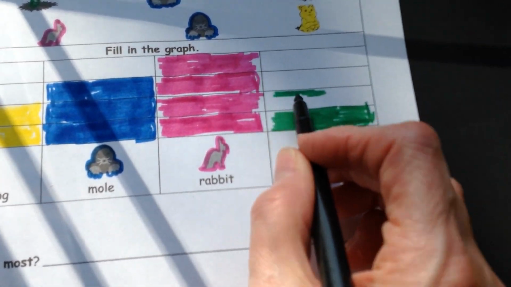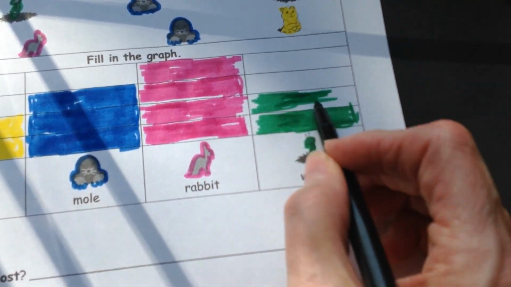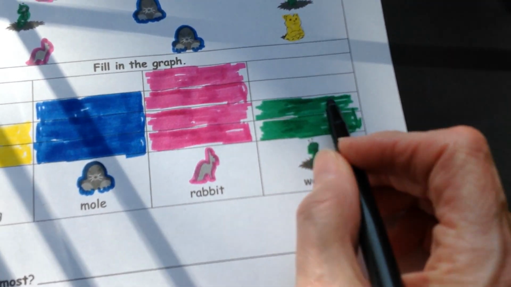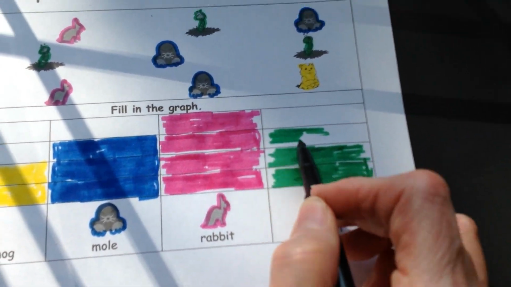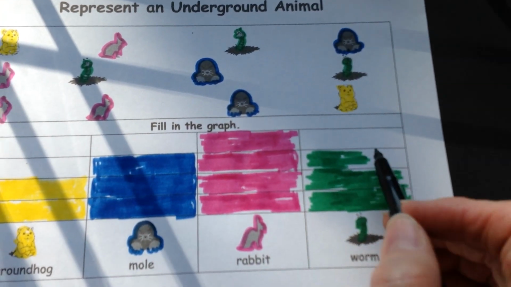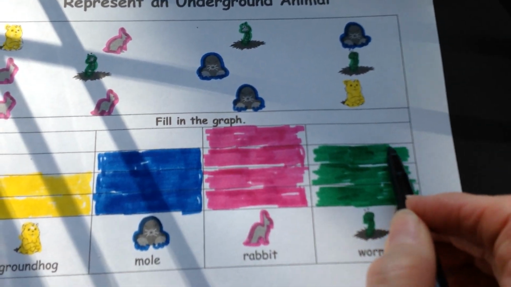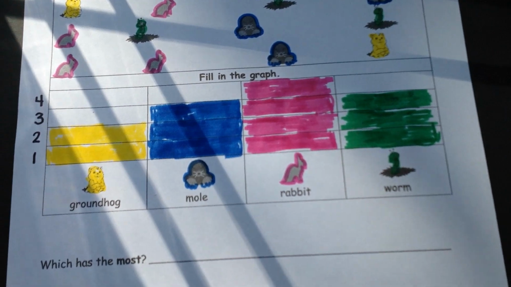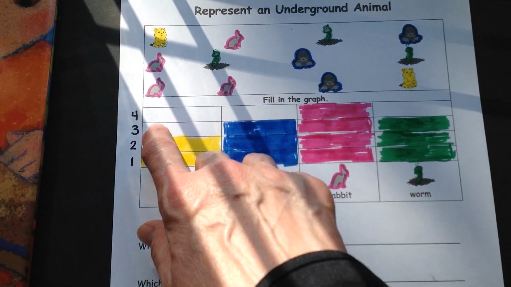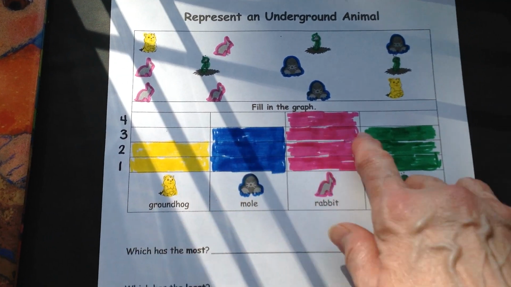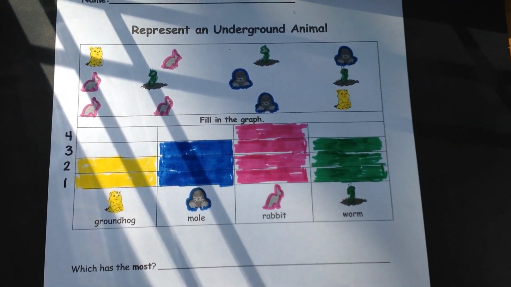So here's box number 2. It's fun to color in the graph, isn't it? And then box number 3. We had 3 pictures of worms, so we color in 3 boxes on our graph. All right, you've got the hang of this. Let's make sure that's box number 3. Very good. All right, now we have a couple of questions for you.